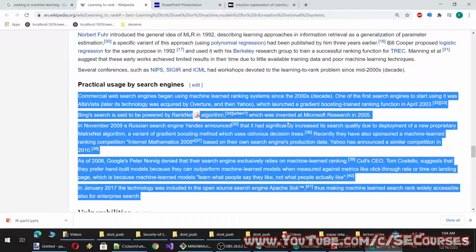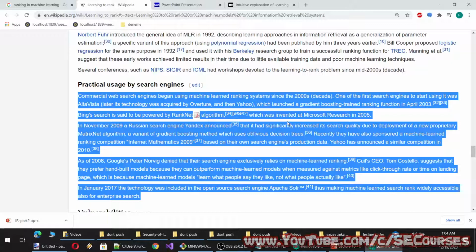Which was invented at Microsoft Research in 2005. In November 2009, a Russian search engine Yandex announced that it had significantly increased its search quality due to deployment of a new proprietary MatrixNet algorithm, a variant of gradient boosting method which uses oblivious decision trees. Recently they have also sponsored a machine-learned ranking competition, Internet Mathematics 2009, based on their own search engine's production data. Yahoo has announced a similar competition in 2010.